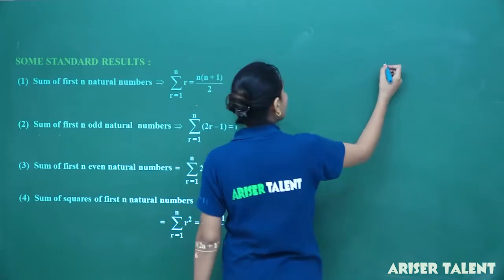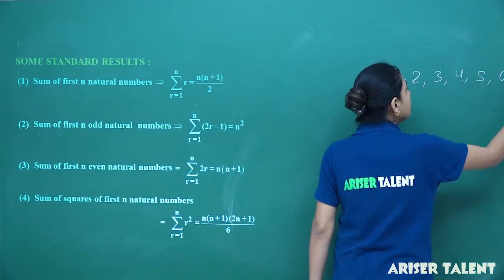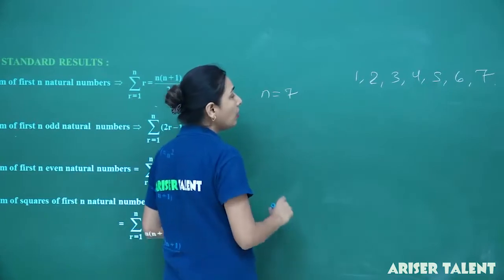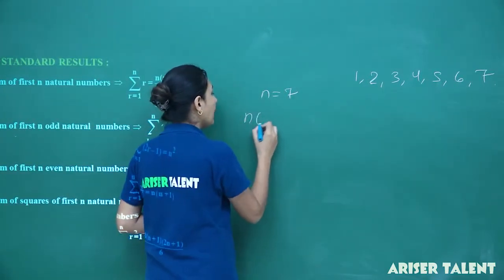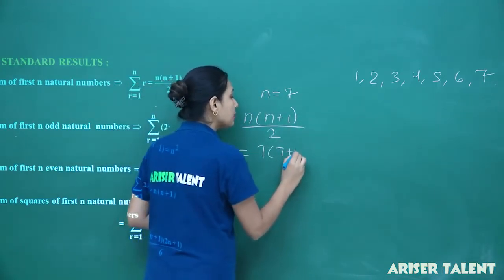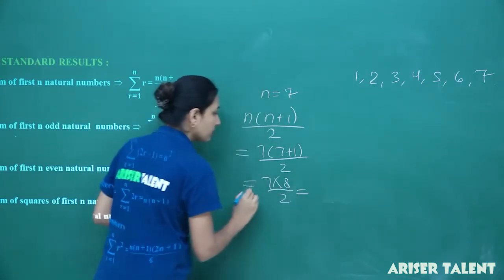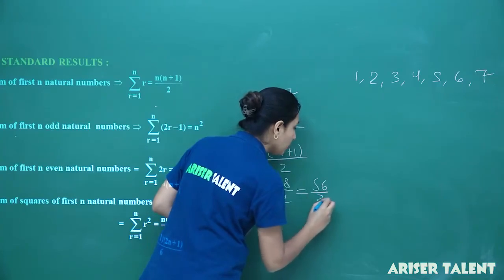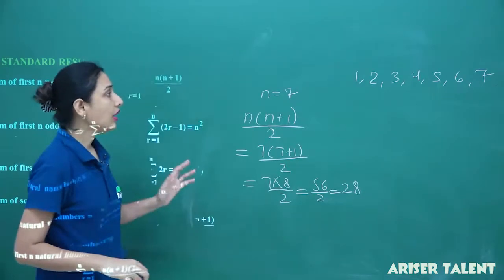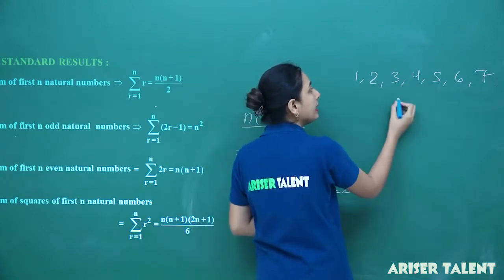Okay. So how we will examine it? We will have 1, 2, 3, 4, 5, 6 and 7 here. So n equals what? 7. Now if I have the formula n(n+1)/2, what will I get? 7 times 8 by 2, what is this? This is 56 by 2 and you will get 28 here. Now if you add these, that will be 3 plus 1 is 4, 4 plus 4 is 8, and 10.